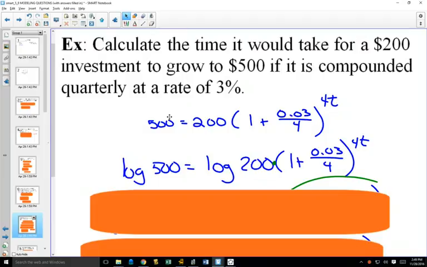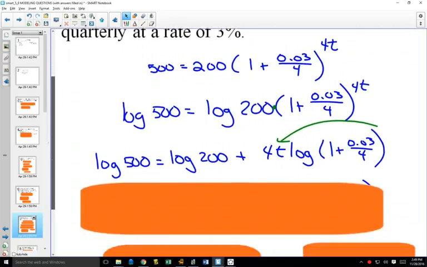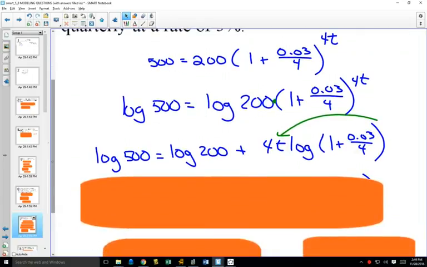So we have to first use our log law that says when you multiply, you add. And so you get log 200 plus, and then log of this, and that's when that 4t can come out in front of your log. So when you don't divide at the beginning, it's not wrong, but then you have to remember to use your log laws for multiplying first before you can bring that exponent out in front.